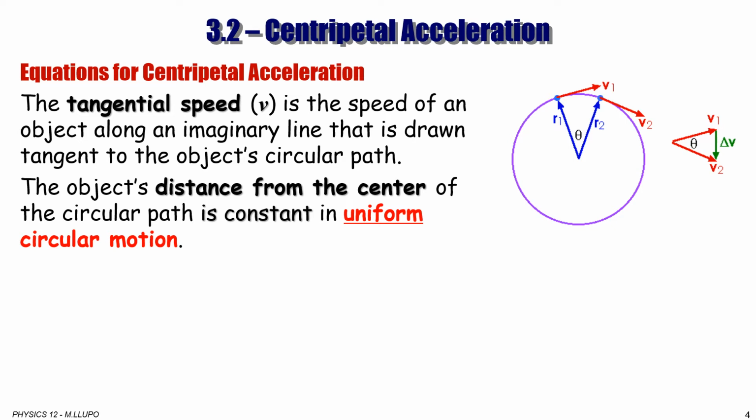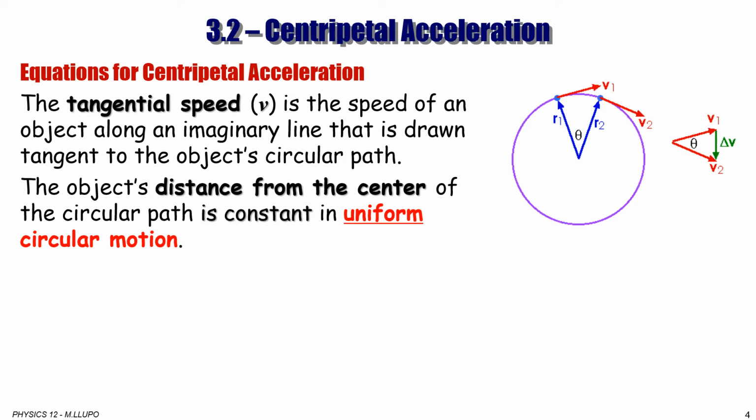So the direction constantly changes throughout that circular motion. However, the magnitude of velocity doesn't. So that's why sometimes instead of using velocity, we use speed as a terminology, because we know that the velocity magnitude does not change, and we are well aware of the direction of that velocity.